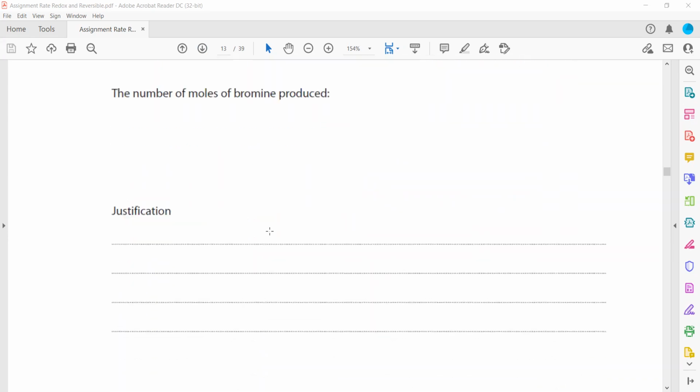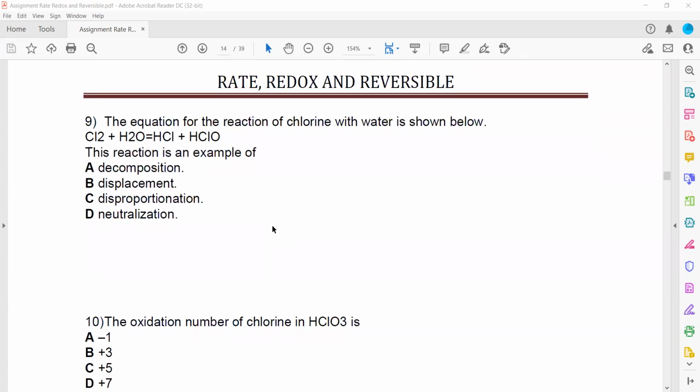Then this part is related to the moles concept, as we are discussing only rate, redox and reversible.